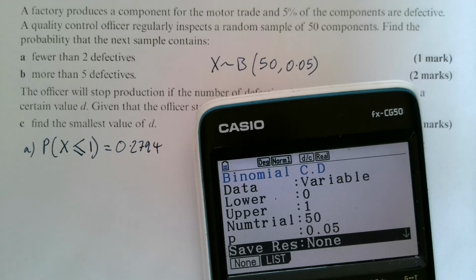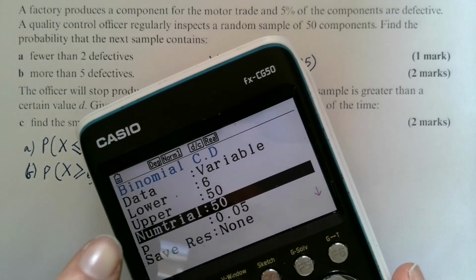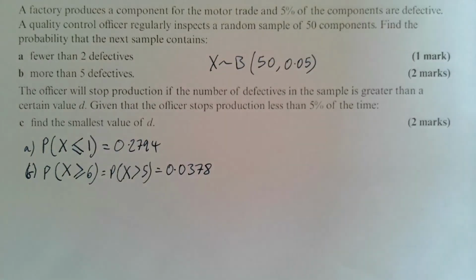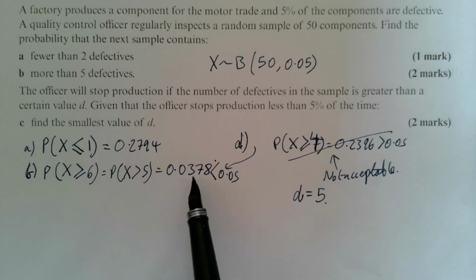B coming up in a moment. So here's part B. I thought about the fact that more than 5 is equal to or more than 6, and so I put in my values as lower 6 and upper 50. Okay, in a moment I'll go through part C. Right, and D was 5, which is basically what we had the time before. So the probability that it was greater than 5 was the same as being greater than or equal to 6, and that gave us 3.8%, didn't it, which is less than 5%, so I've just identified that.